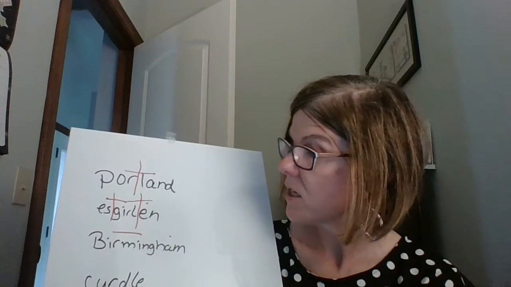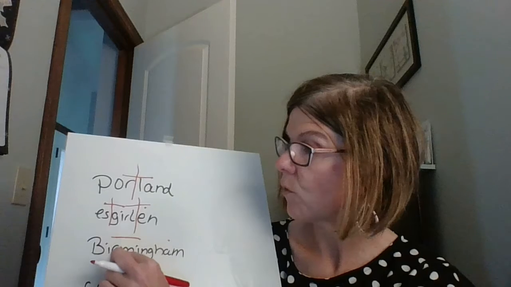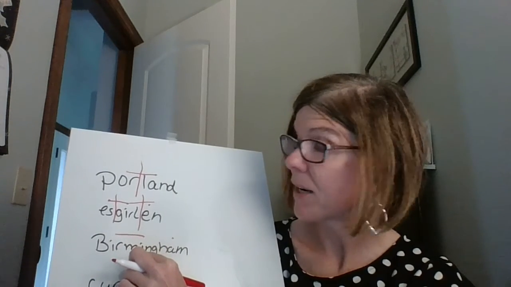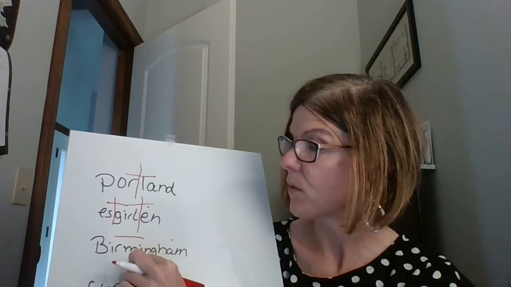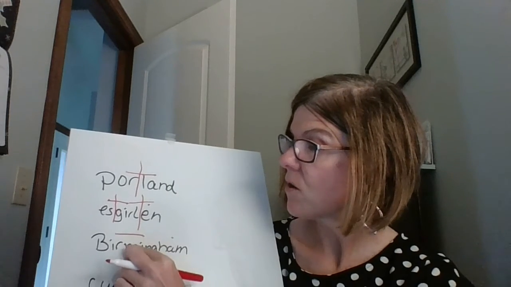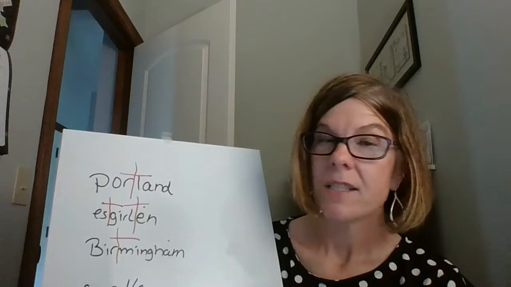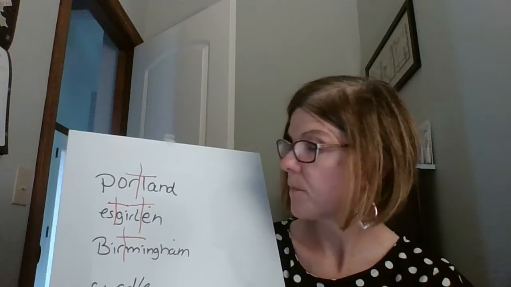Now, I know that I can have a word that ends in RM, but I know that I can't have a word that starts with IN. And so I'm going to divide it right here. So my first syllable is burr.